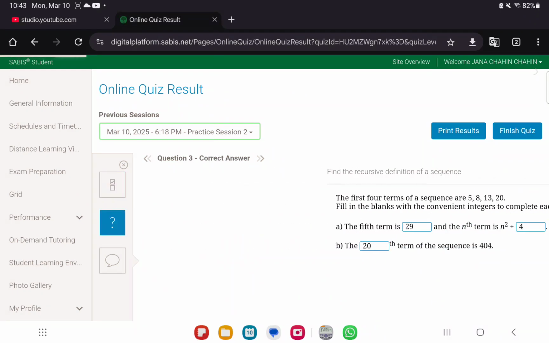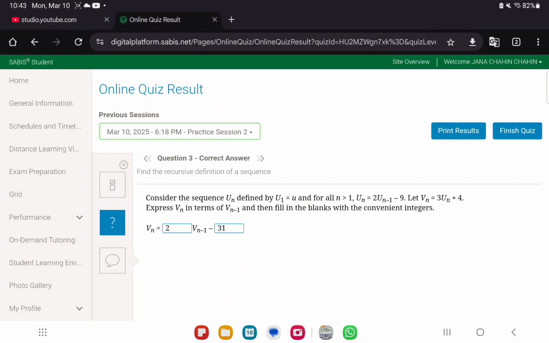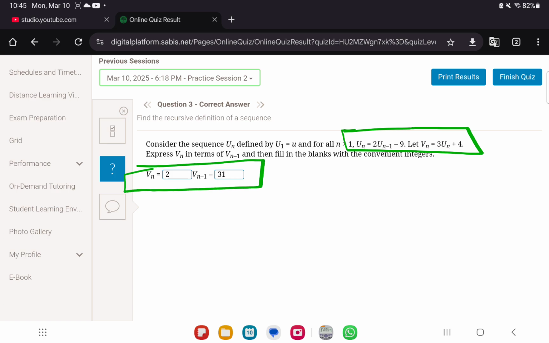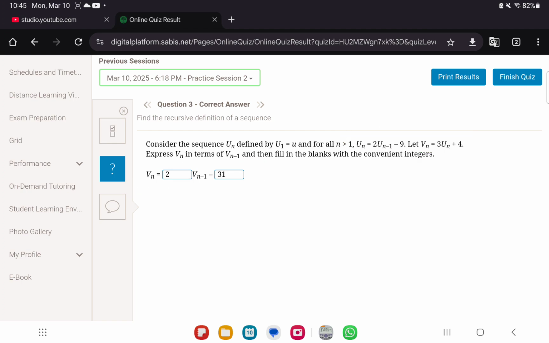Now, third question. This might be the most confusing out of all of them. To be honest, I didn't even know how to solve this, so I don't expect you to know it on the first try. For this question, they give us the two formulas, and they want us to find the final formula of Vn. We have the full terms of Un. So let's just go with it.